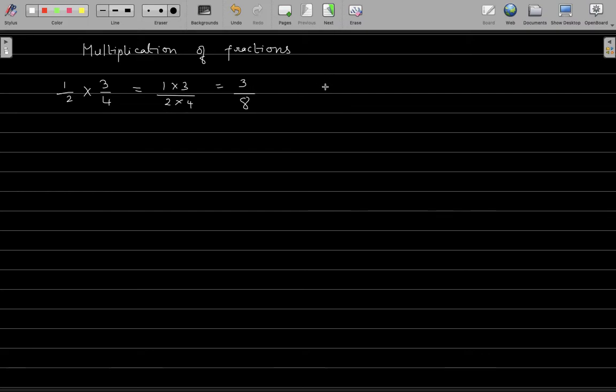Suppose I have a fraction, say 8 by 7 and 5 by 2, and I want to multiply these two fractions. What do we do? We take 8 times 5 by 7 times 2, that will give you 40 upon 14. Or if you simplify this further, this will be 20 upon 7, right? So whenever you're multiplying fractions, multiply the numerators, multiply the denominators, and you get your new fraction as your answer.